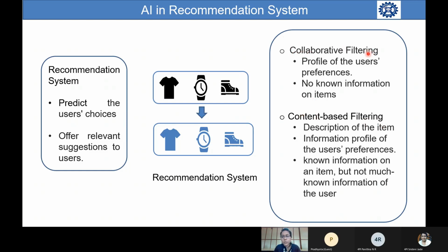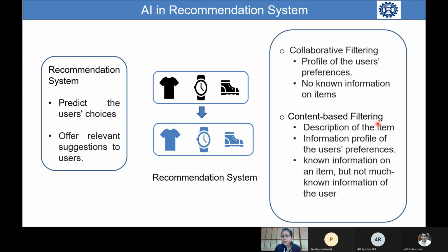In collaborative filtering, what happens? I'm trying to explain in layman's language. Suppose two users, user one and user two, in the past had similar choices. They bought similar items. So there is a chance that in future they may buy similar products. That's why the important thing here is the profile of the user's preferences. What items they are buying is not important; the importance is what they are preferring.